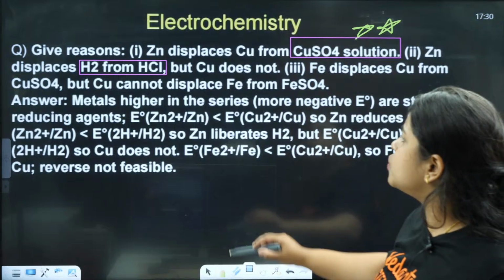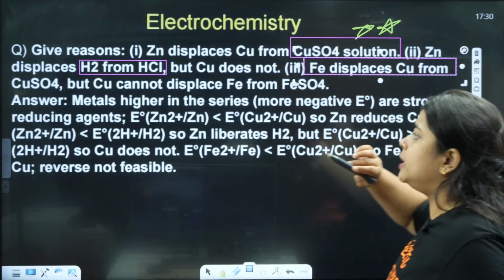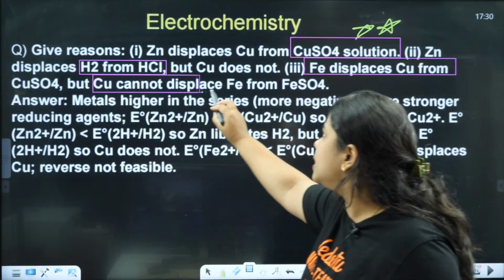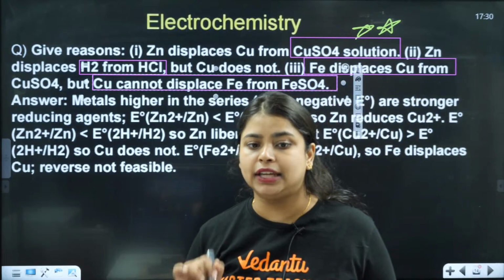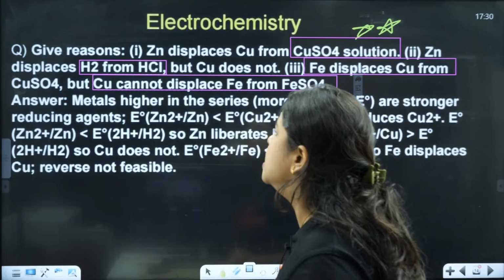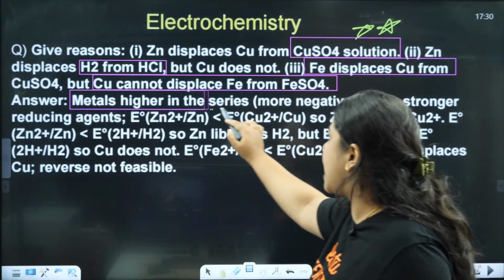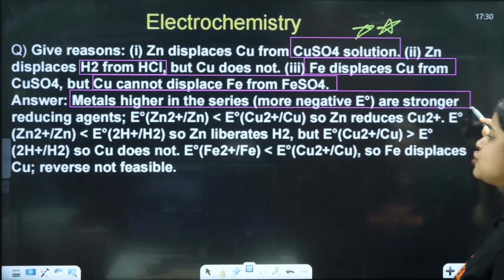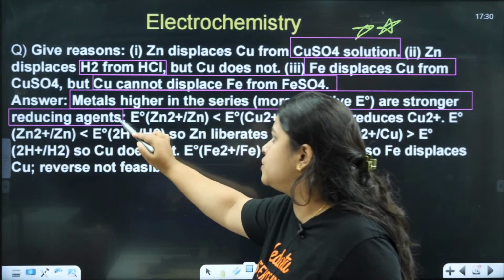Clear? So afterwards what is going to happen here? Fe will displace Cu from CuSO4, but this Cu cannot displace Fe from FeSO4. Why? That is the give reason which you people need to understand. See the answer now. Metals higher in the series, that is more negative E naught, are stronger reducing agents.